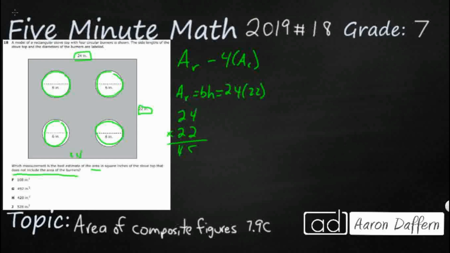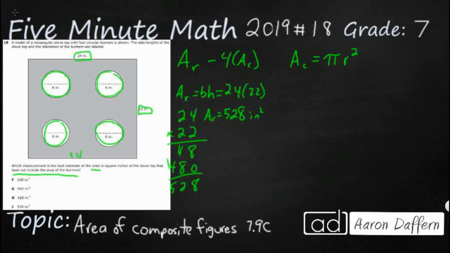That's going to be 528. So area of a rectangle equals 528 square inches. That's simple. The circle is going to be a little bit more complicated because the area of a circle equals pi r squared. So they don't give us the radius.